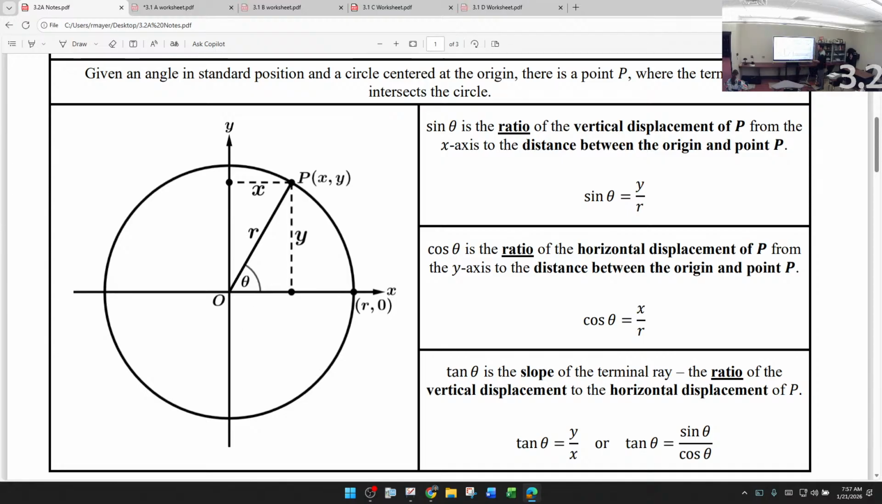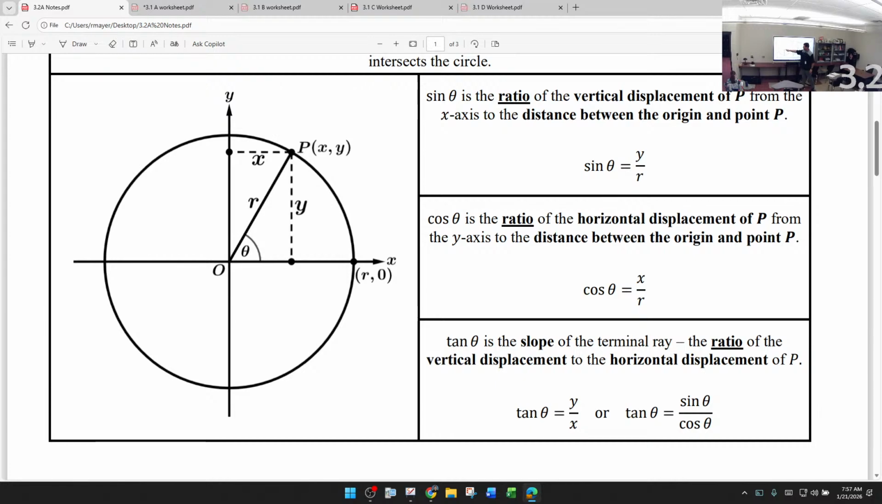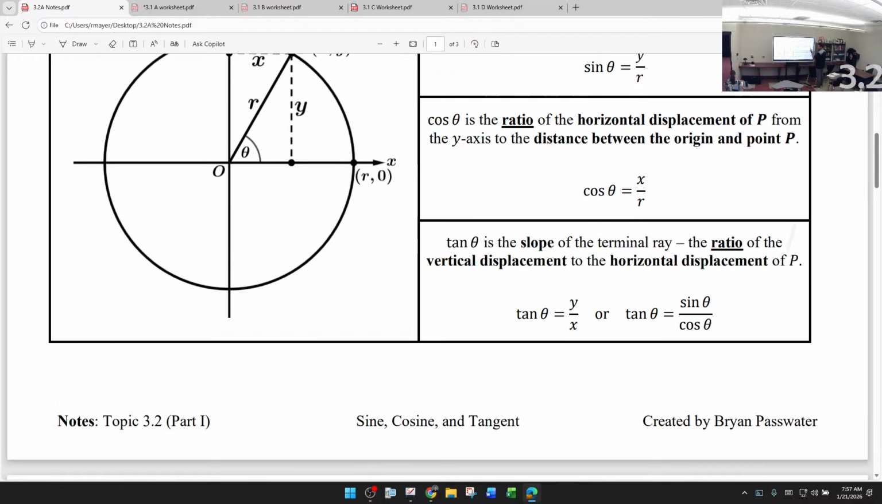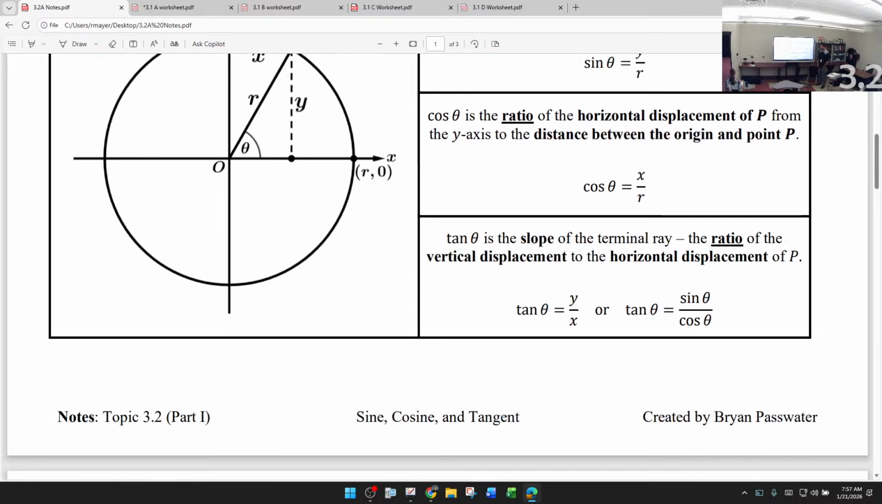Okay? And so sine is the ratio of the vertical displacement. Again, a bunch of weird words, but don't confuse it from what you already know. The vertical displacement of P from the x-axis to the distance between the origin and point P. Point P, right there. That distance is the radius. Cosine is the ratio of the horizontal displacement. Tangent is the slope of the terminal ray, the ratio of the vertical over the horizontal.